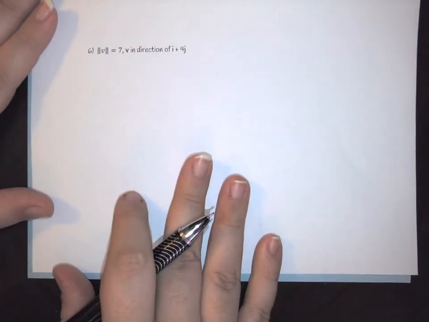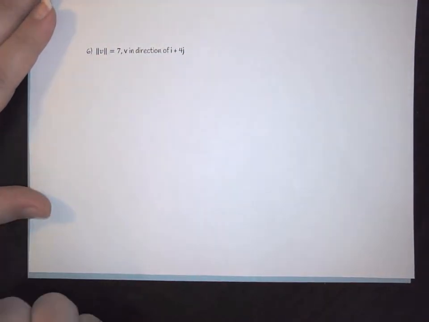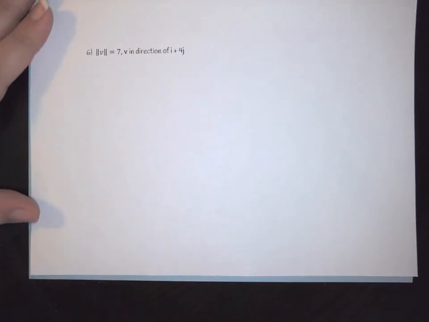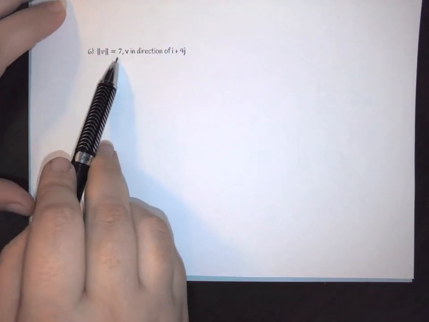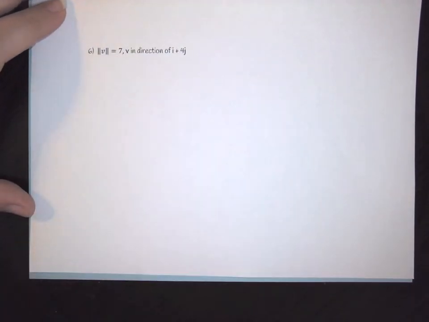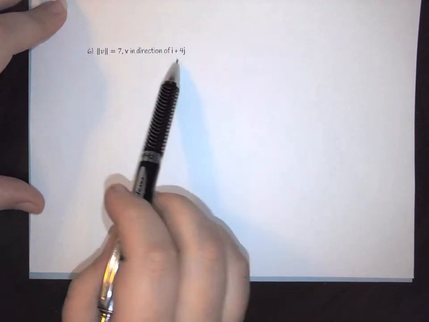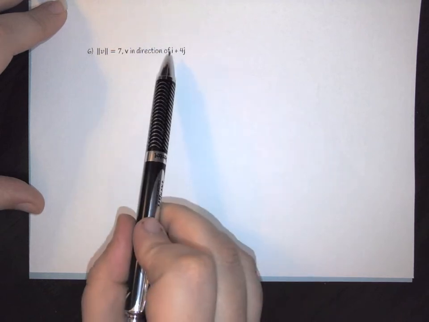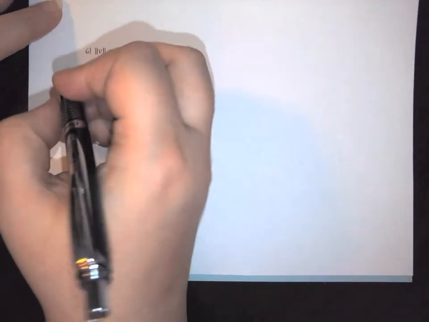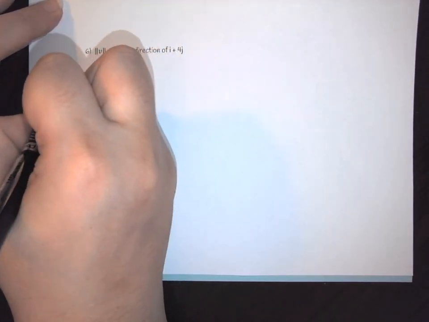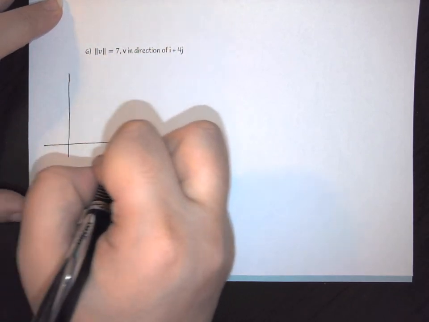Alright, so let's look at one more giving slightly different information here. So I have that my magnitude is 7, so that is again my length of the vector. And then I have that the vector is in the direction of i plus 4j. So both i and j are positive, so again I'm in that first quadrant. So let's go ahead and take a look here.